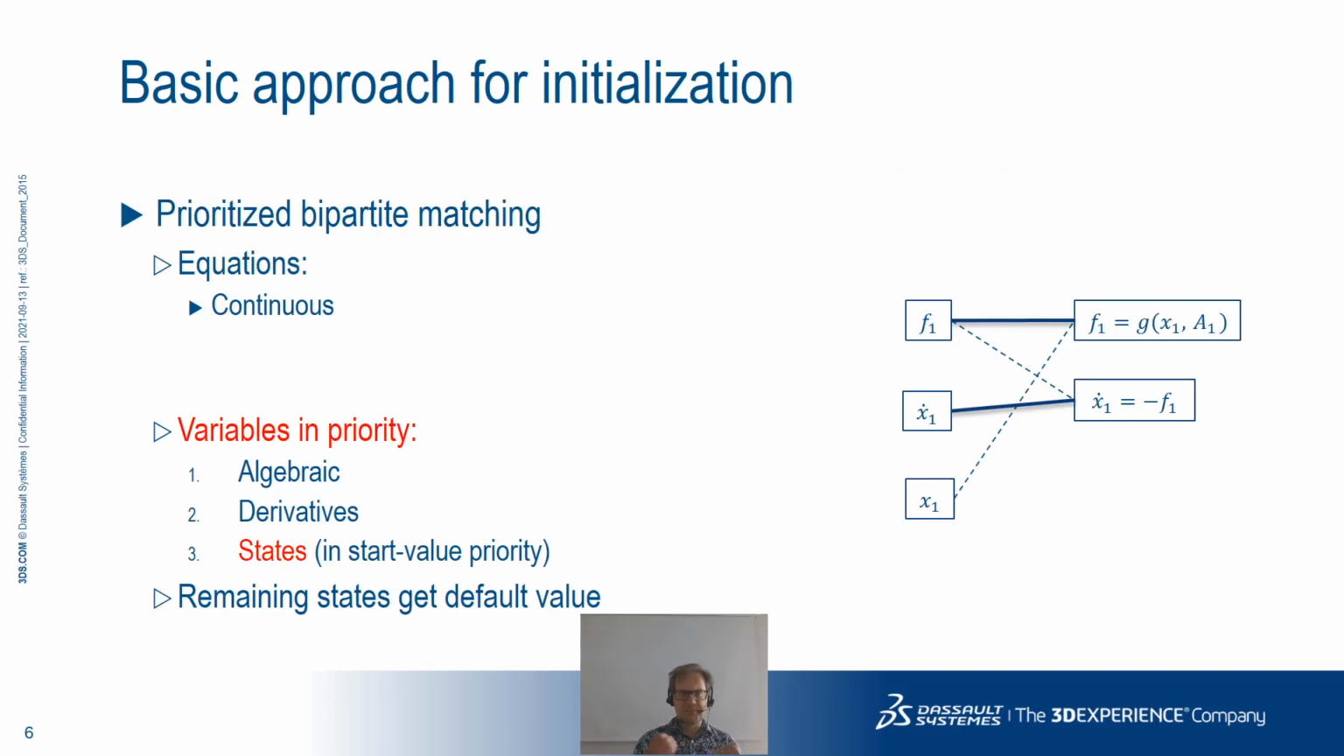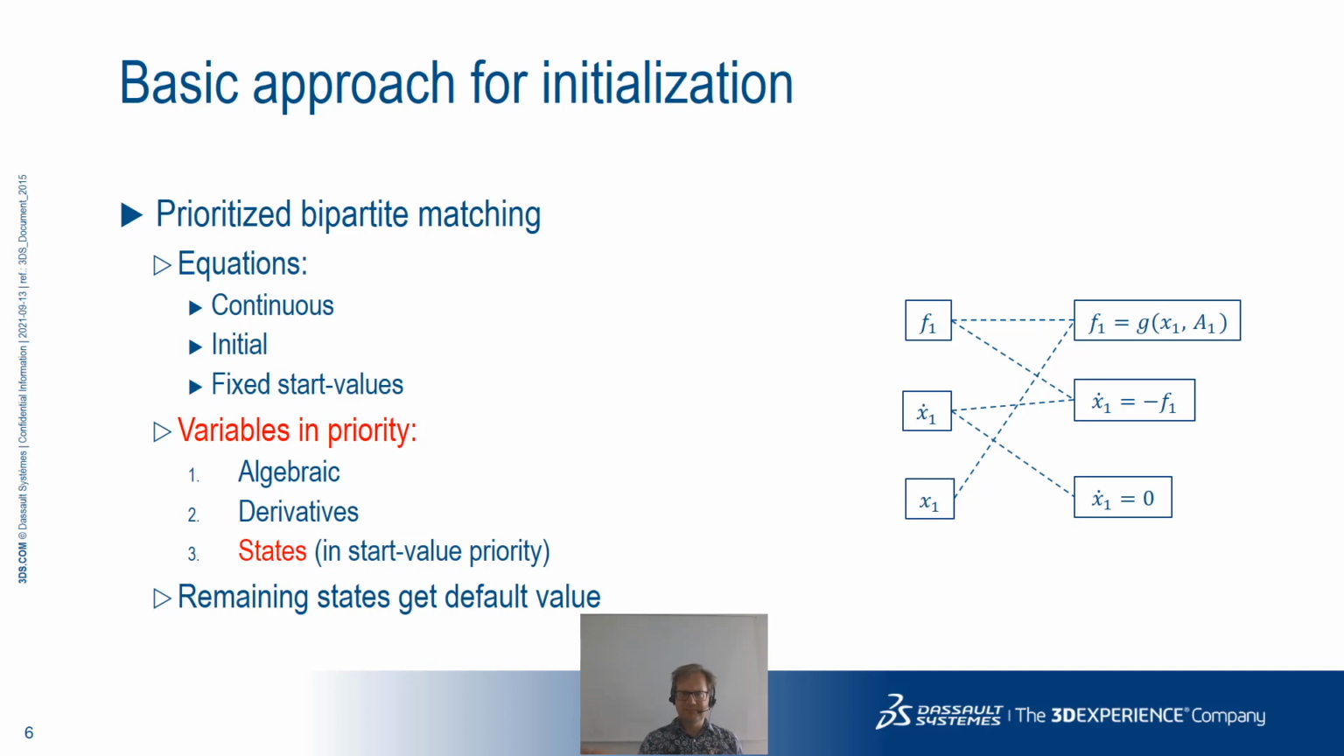So we'll look at the basic initialization in Dymola, where we do a prioritized bipartite matching. So we take all the equations on one hand and the variables on the other, and then in priority we take the algebraic variables first, then the derivatives, and last the states in start value priority. And all the states that are not matched are free, so we can set the default initial values for them. But that's the normal one, and if we have any initial equations, then they are added as well, and similarly with fixed start values.